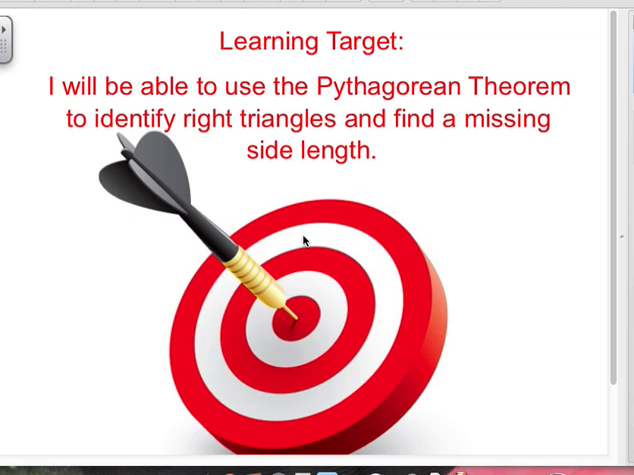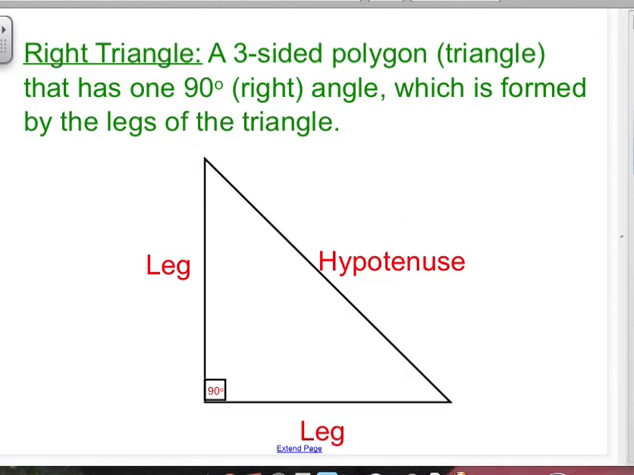So, your learning target for this first lesson is that you will be able to use the Pythagorean Theorem to identify right triangles and to find the missing side length of a triangle. Okay, so here's some information about the Pythagorean Theorem. We need to first discuss a right triangle because the Pythagorean Theorem only applies to right triangles.